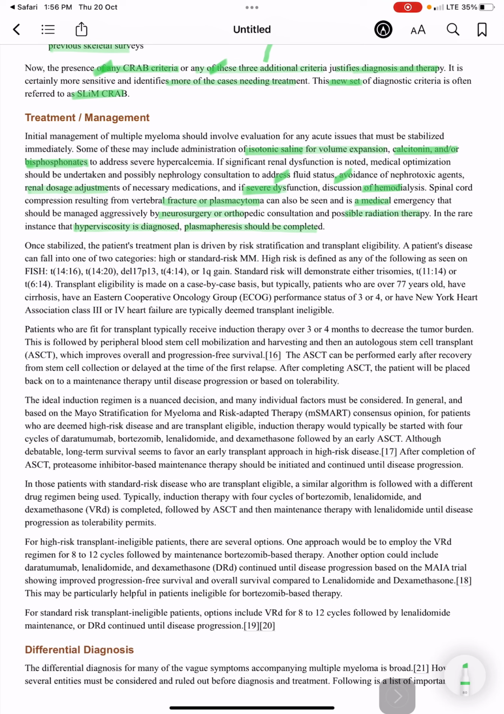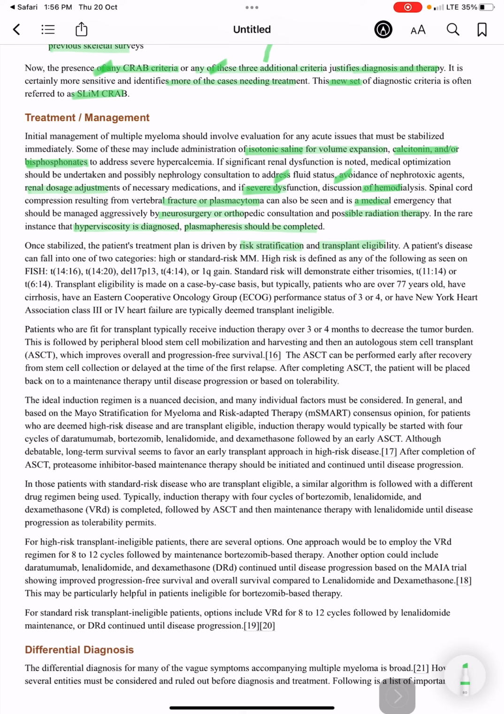So once stabilized, we are giving fluids, we are treating the hypercalcemia, we have treated fractures. After stabilization, the patient's treatment plan is driven by the risk stratification and transplant eligibility. So whether the patient is transplant eligible.